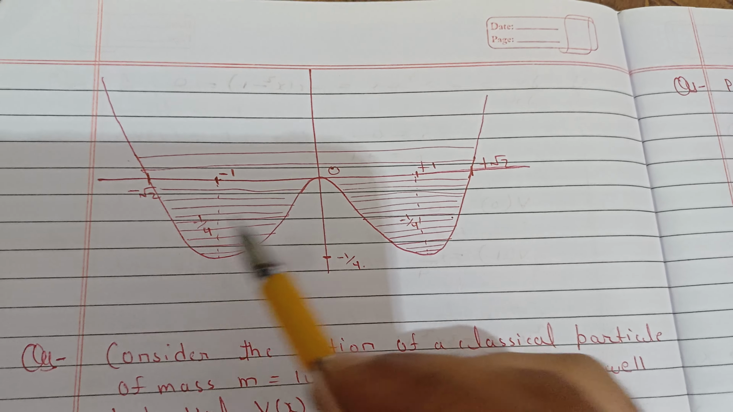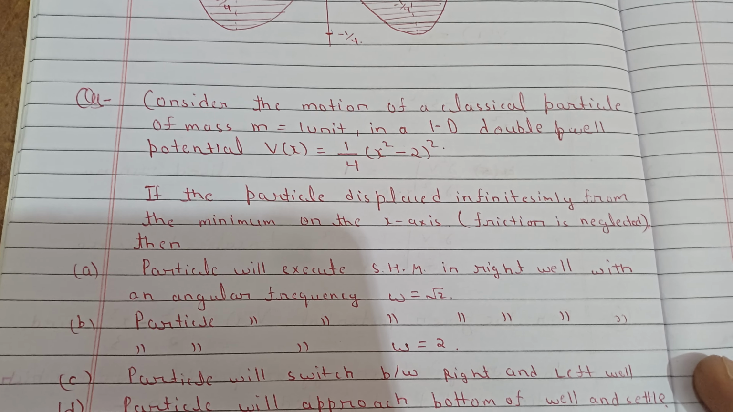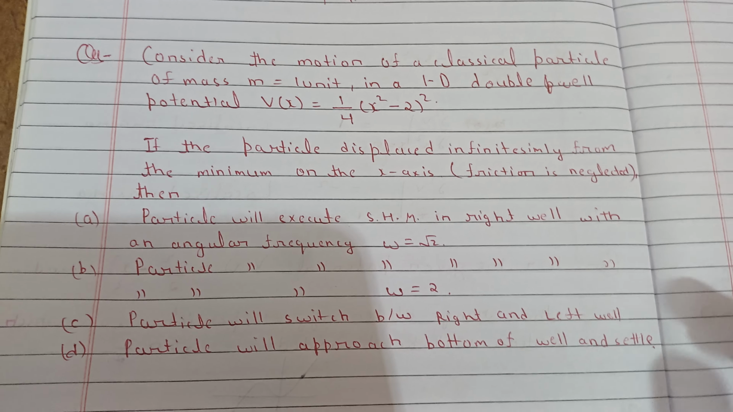And this region is classically forbidden, particularly this region. So if the particle is here, it will oscillate here; if it is here, it will oscillate here; and if it is there, it will oscillate like this. So hope it is clear to you. Now there are 2 questions you should try by yourself. In the next lecture I will give the solution.